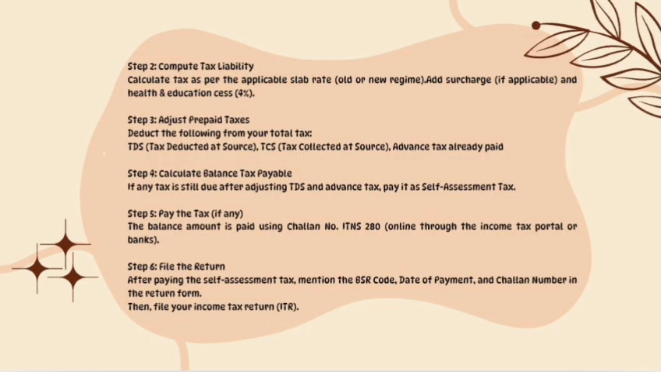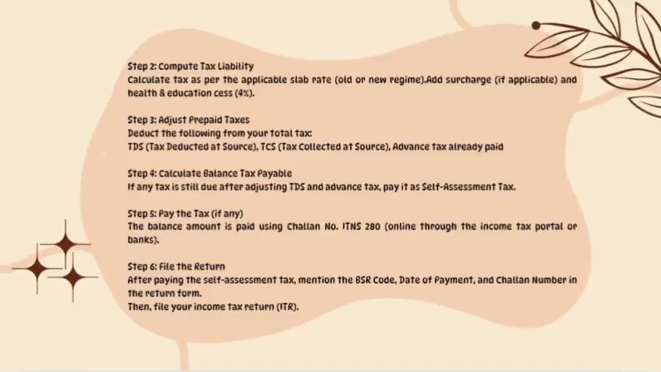Step 2 is compute tax liability. Calculate tax as per the slab rate, like old regime or new regime. Add surcharge if applicable and health and education cess of 4%. Step 3. Adjust prepaid taxes. Deduct the TDS and TCS and advance tax already paid.